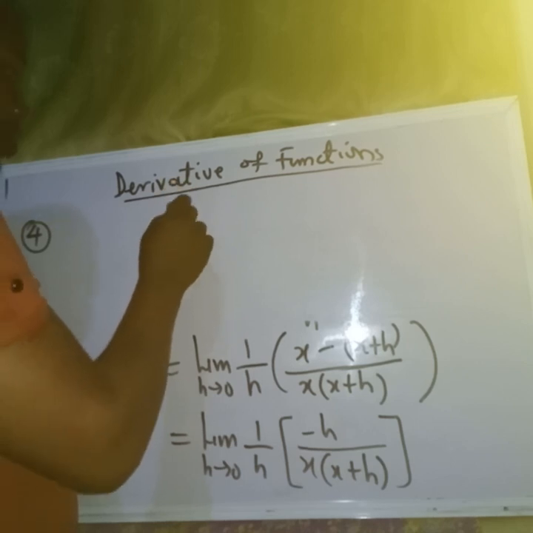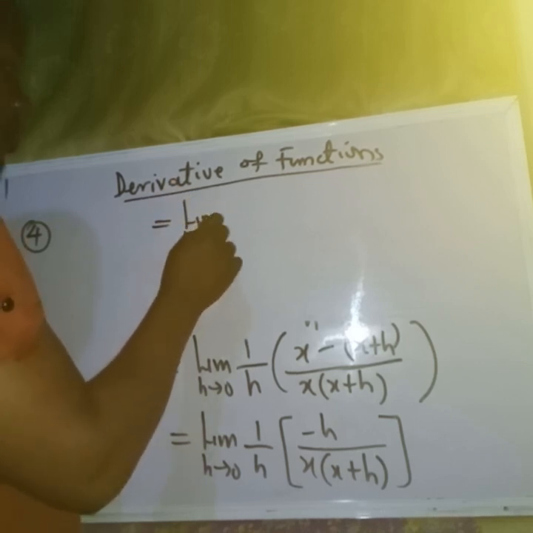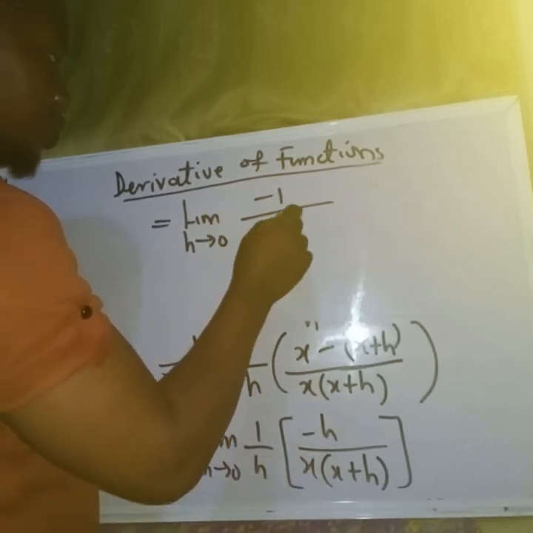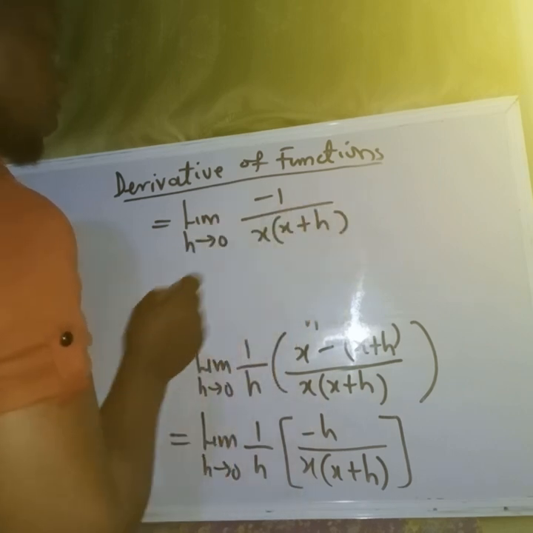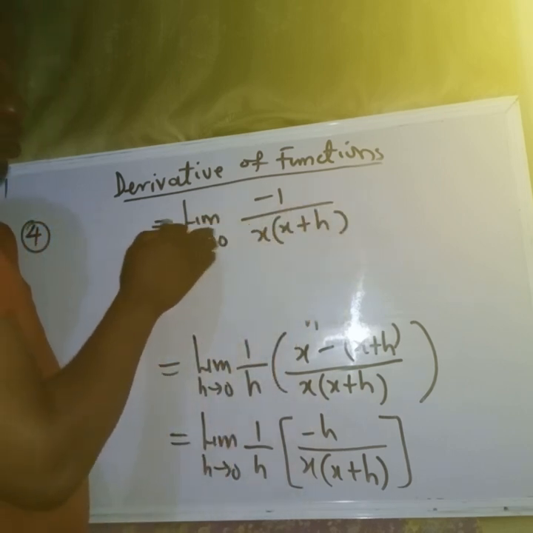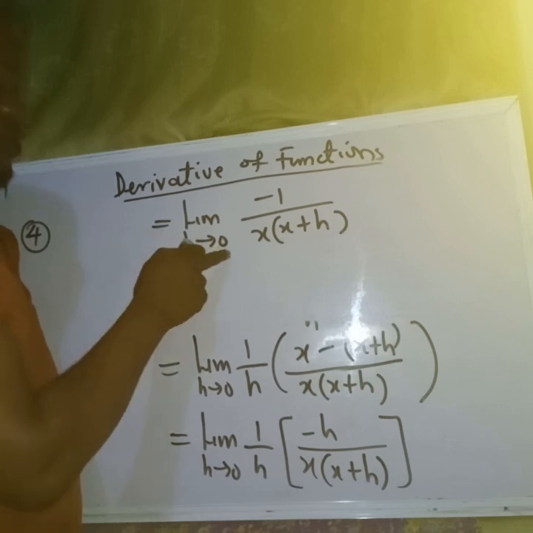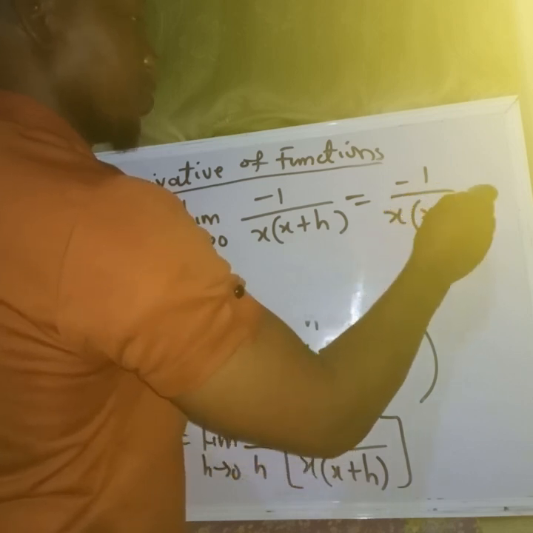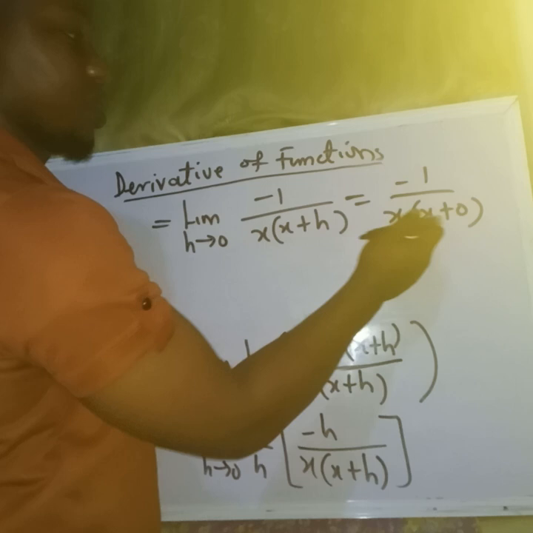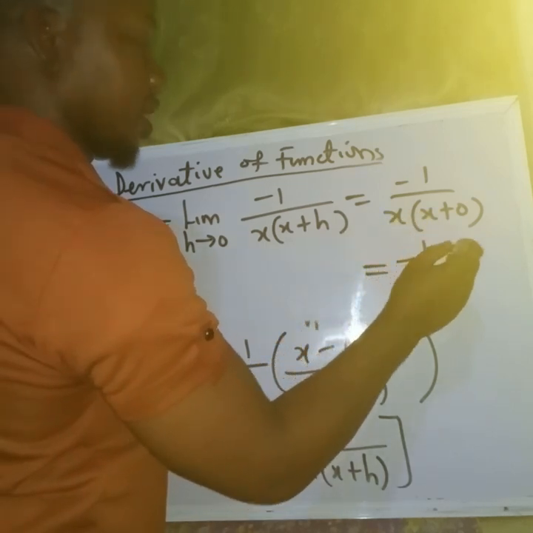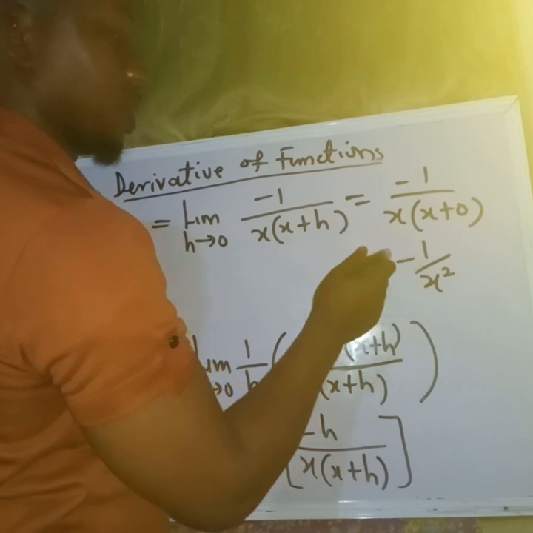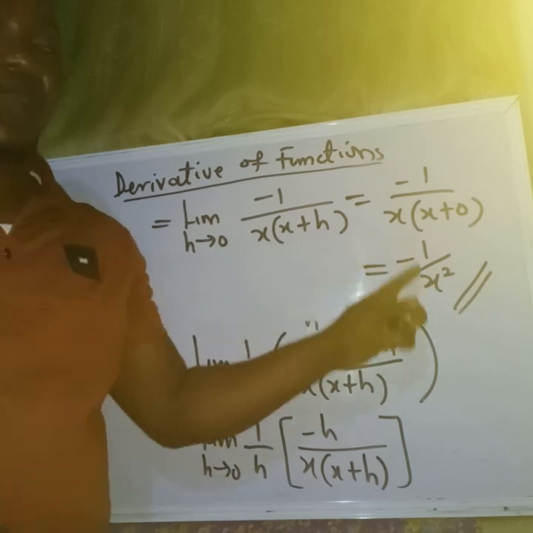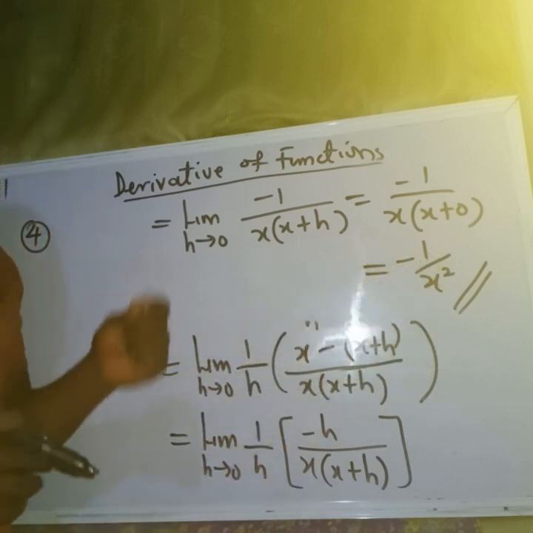Okay, so this will be the limit as h tends to 0 of -1 over x into x plus h. When we apply this limit, it says that wherever we see h, we put 0. Accordingly, this will be -1 over x into x plus 0. Okay, x plus 0 is x, so x times x. Now the final answer would be -1 over x squared. So this -1 over x squared is the slope of the function 1 over x.